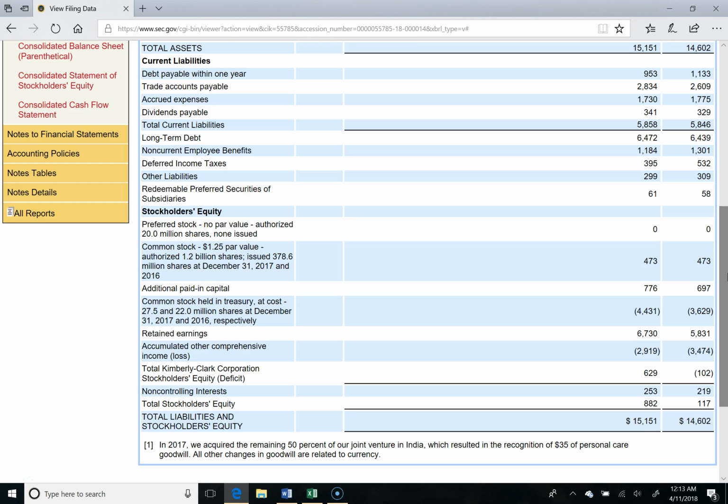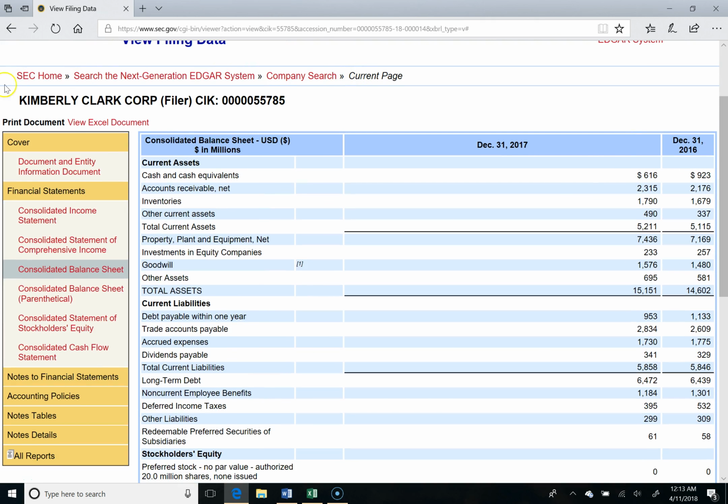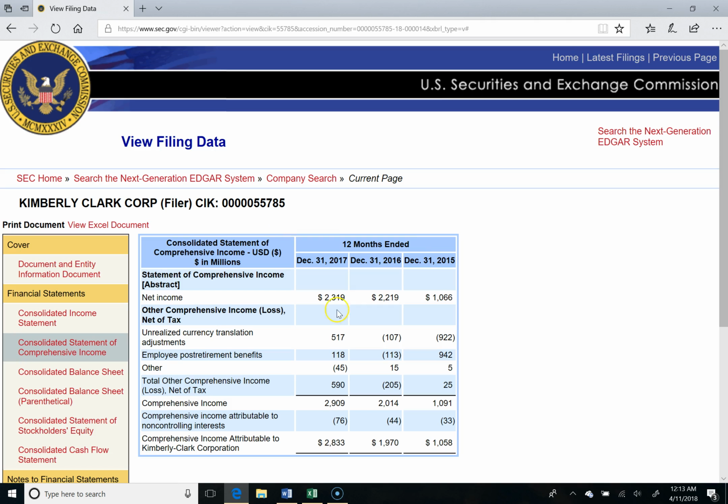Only a small portion of the company's income and stockholders' equity belongs to the non-consolidated interests. Comprehensive income of other comprehensive income of $590 million comes primarily from the foreign currency translation adjustments.